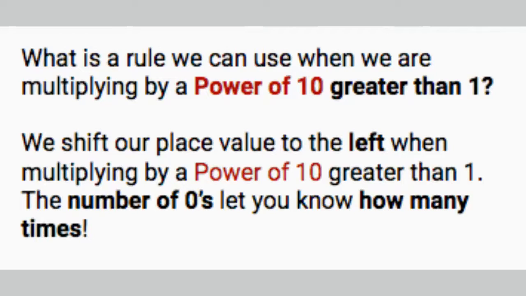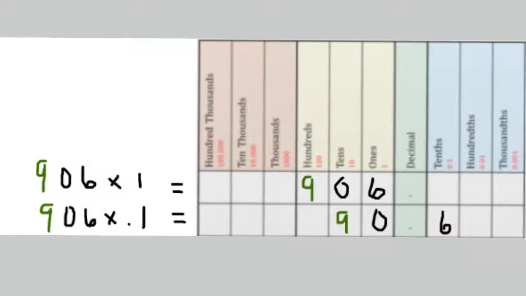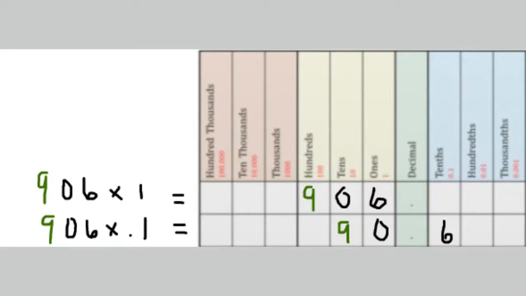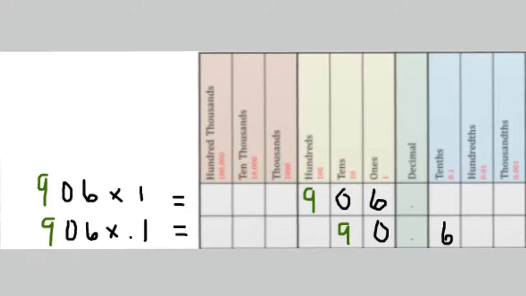Now what happens when we do a power of 10 less than 1? Our first power of 10 less than 1 is going to be 1/10. So 906 times 1/10 is actually going to be 90.6. Now let's pay attention to that 9 again. You'll notice that our 9 is now in the tens place, letting us know that our place value shifts over 1 to the right. That makes sense. When it was greater than 1, we shifted to the left. Now that it's less than 1, it only makes sense that we shift to the right.